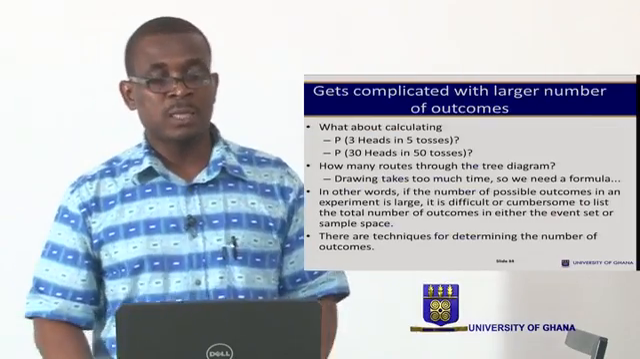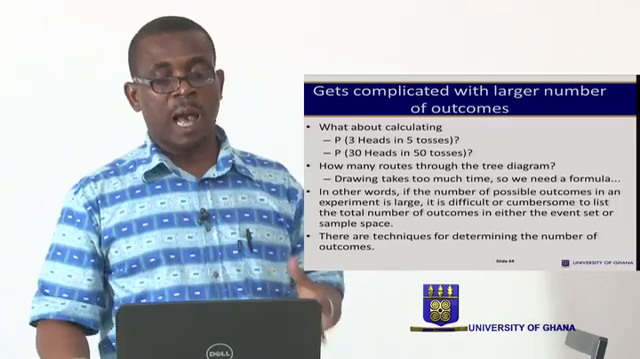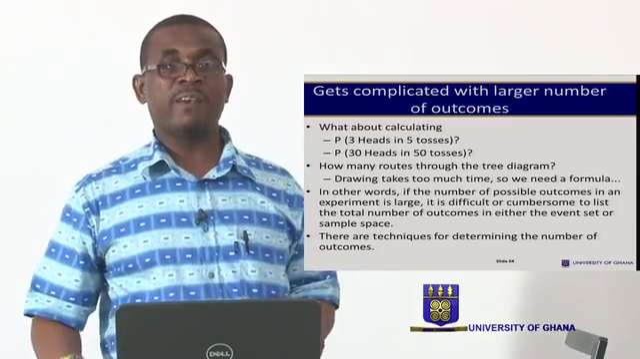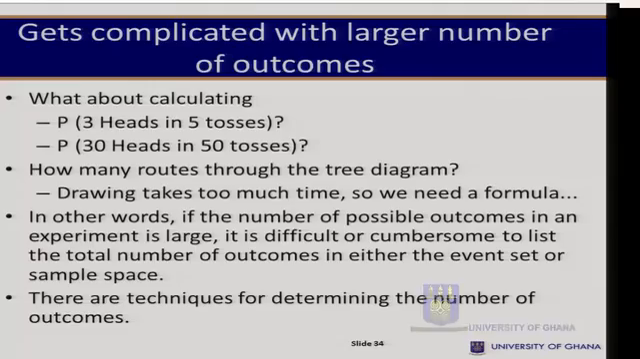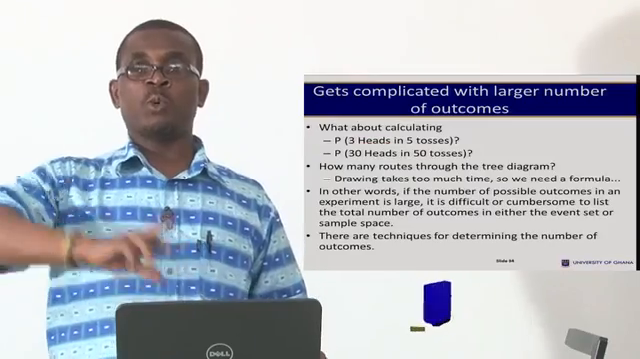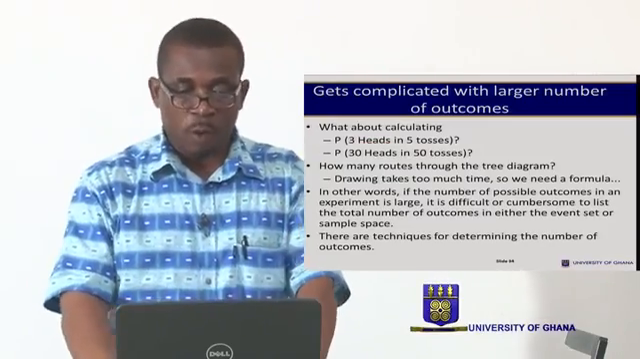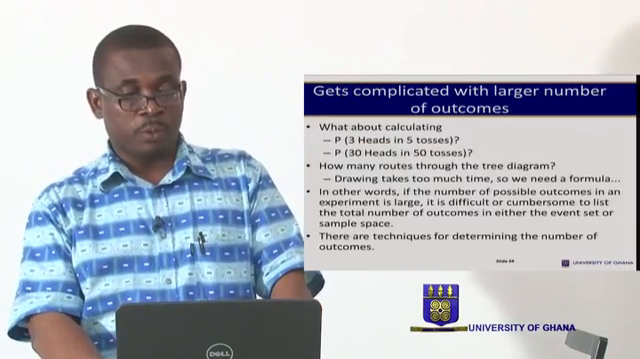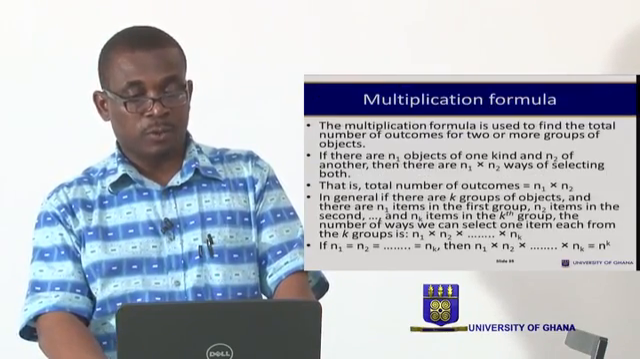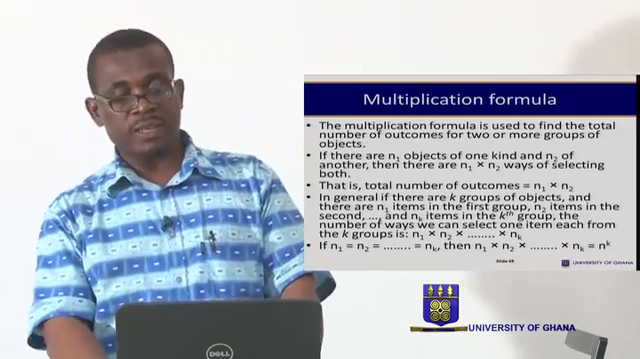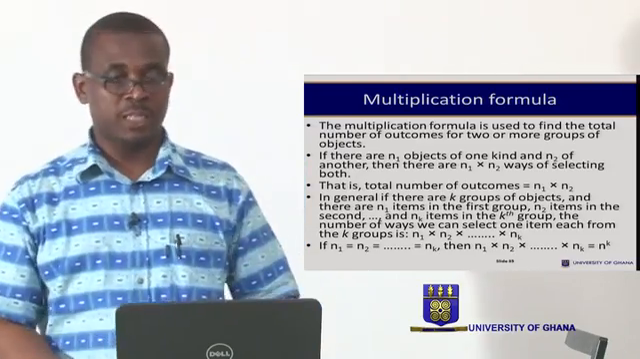But the point is, what if we wanted to calculate 3 heads in 5 tosses, or 30 heads in 50 tosses? The tree diagram cannot fit on the screen, right? It will go through the roof. So we need to find a formula for calculating probabilities, and there are techniques for doing this. Now first, let's look at the multiplication formula.